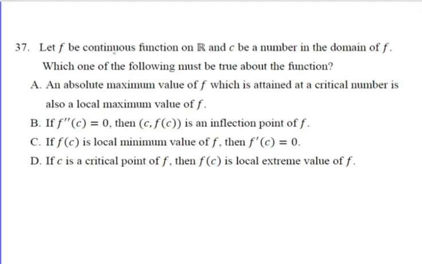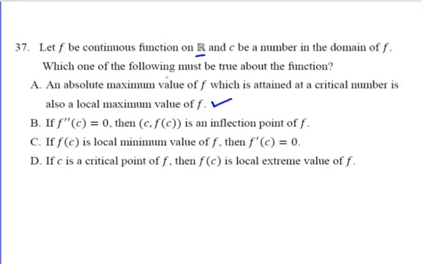Let f be a continuous function on the real numbers, and c be a number in the domain of f. Which one of the following must be true about the function? Let's see which of these choices are true. Choice A: an absolute maximum value of f which is attained at a critical number is also a local maximum value of f. Definitely this is a true statement.